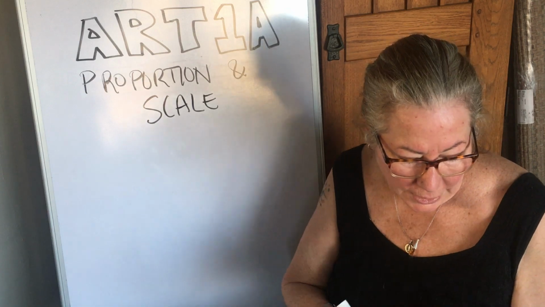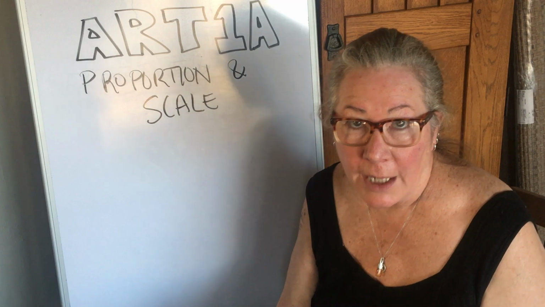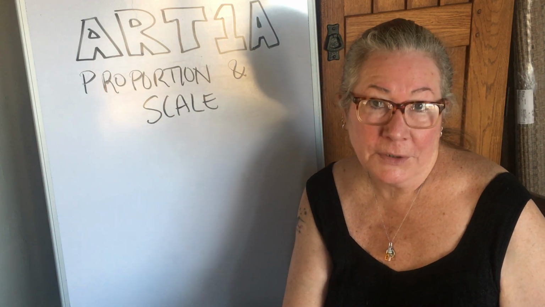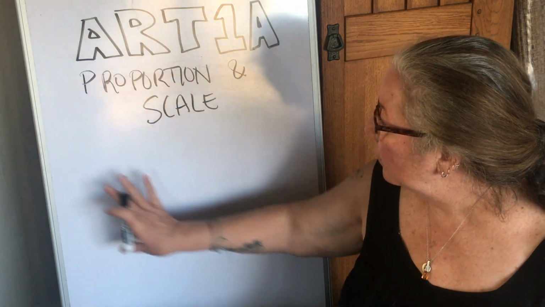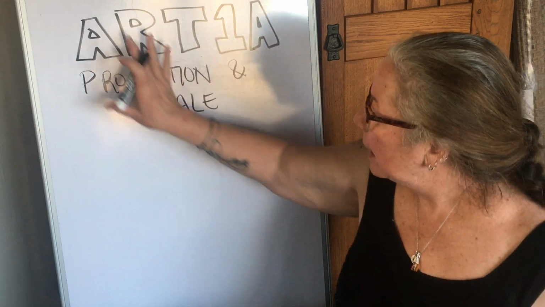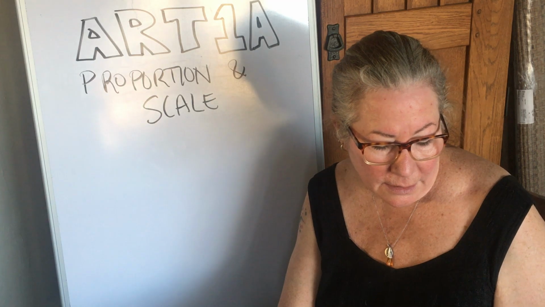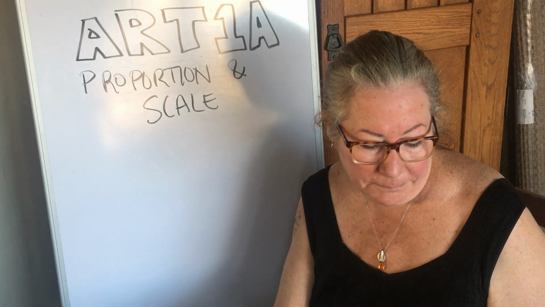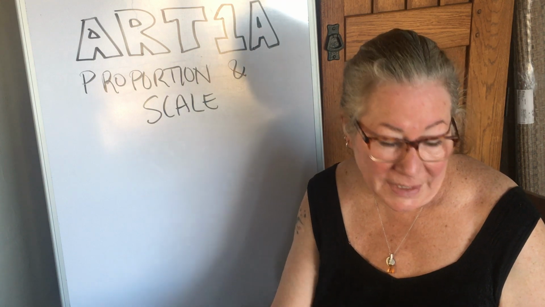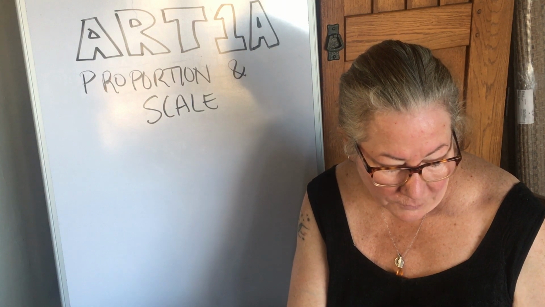Okay, so proportion describes the relationship of objects or subjects within the composition, right? So if this was a painting, the relationship of the objects or subjects within the composition of the artwork, or parts of the said subjects with each other. Right, so how they're proportioned with each other.